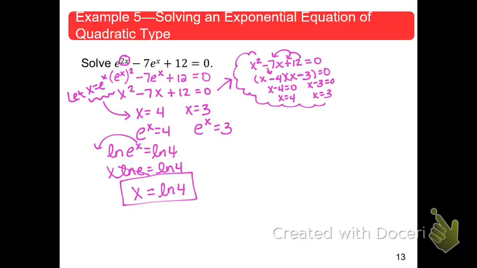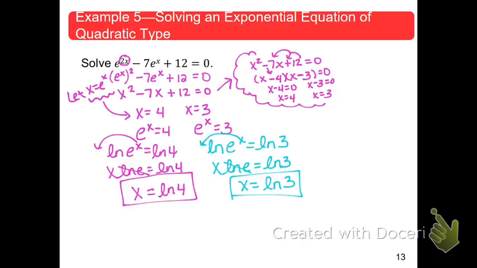Now let's do the same thing to the one on the right there. e to the x equals 3. I need to get the x out of the exponent, so I need a log to be able to bungee it. Since it's base e, we're going to use the natural log. So I get the natural log of e to the x equals the natural log of 3. Go ahead and bungee your x. So x natural log of e equals natural log of 3. Just like before, we know natural log of e is equal to 1. x times 1 is x equals the natural log of 3. And so there's my two solutions for this answer.